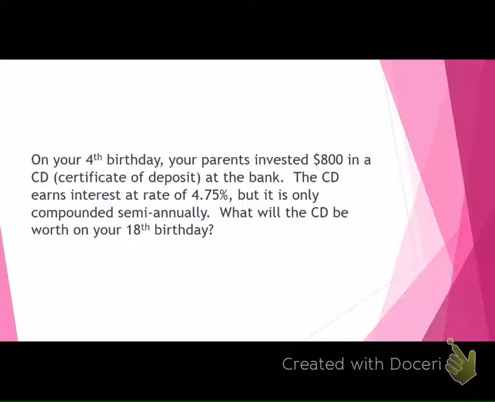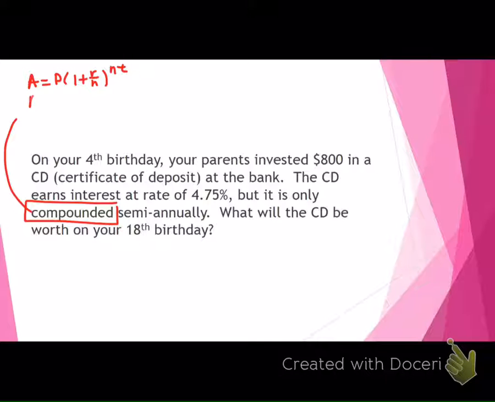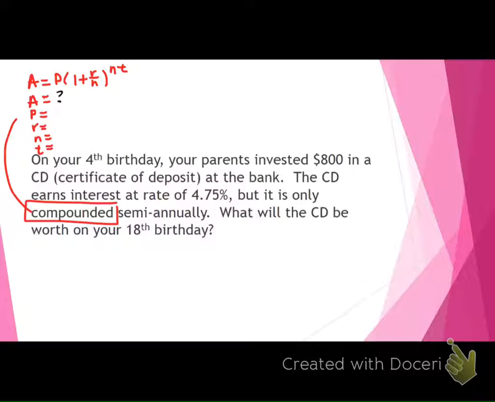So first of all, what equation should you be using? So it's compounded, so it's compound interest. So, we do not know A. That is what we're going to figure out. What is our beginning amount? What is the beginning amount? Blaine.